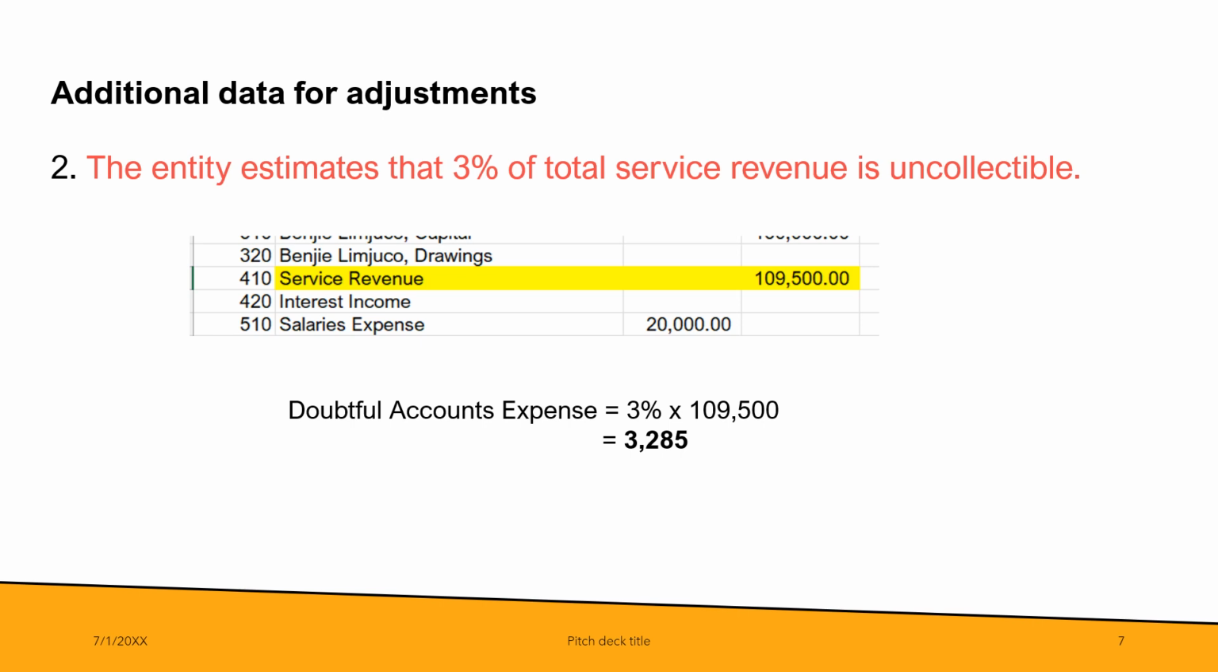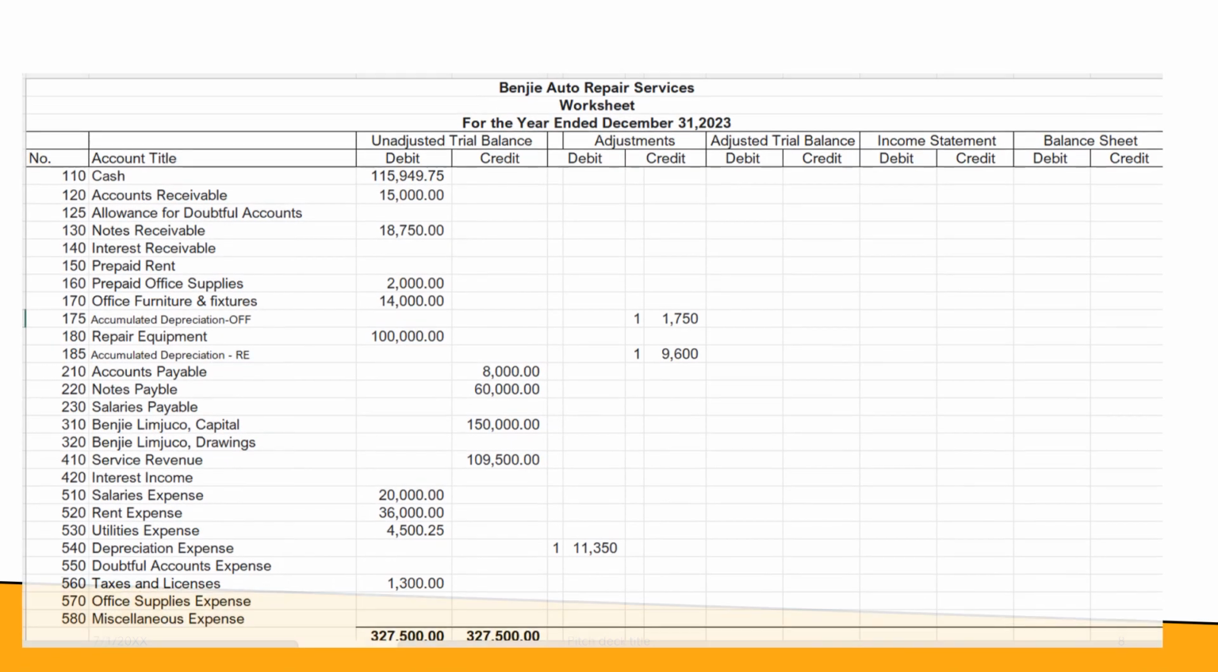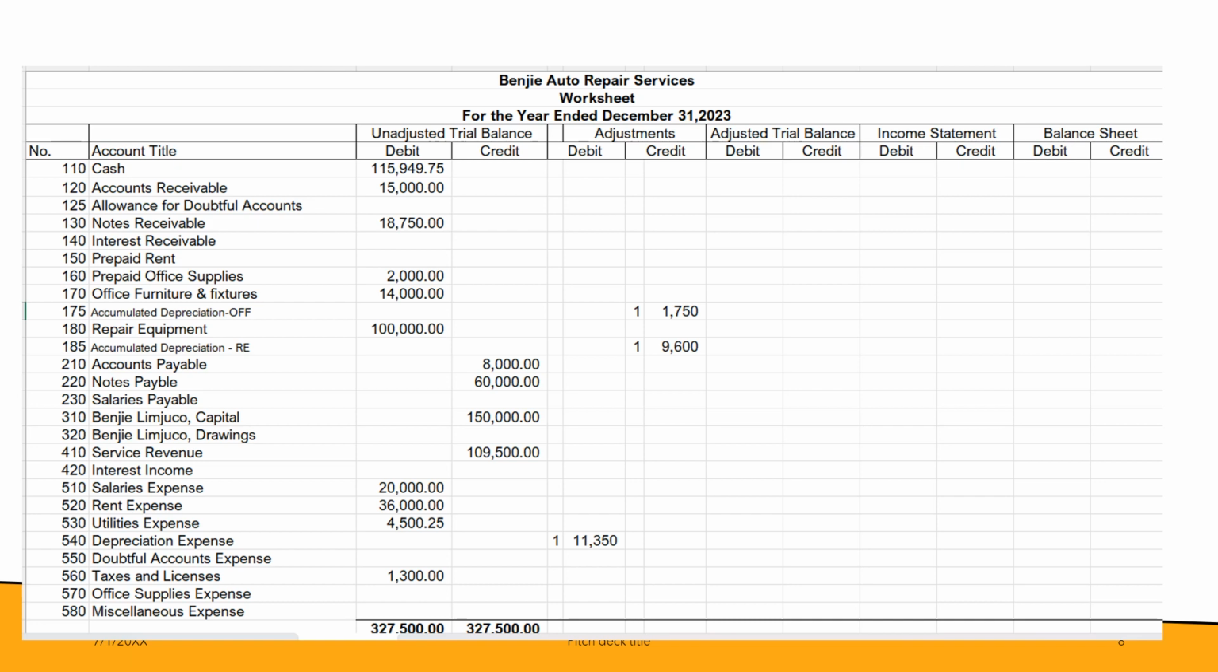And let us post this 3,285 to the worksheet. Okay, this is the worksheet after posting adjusting entry number 1. Next, we'll post adjusting entry number 2, which is about the provision for uncollectible accounts. So number 2 adjustment, we have here debit doubtful accounts expense 3,285 here. And then you look for allowance for doubtful accounts, and that is a credit 3,285.